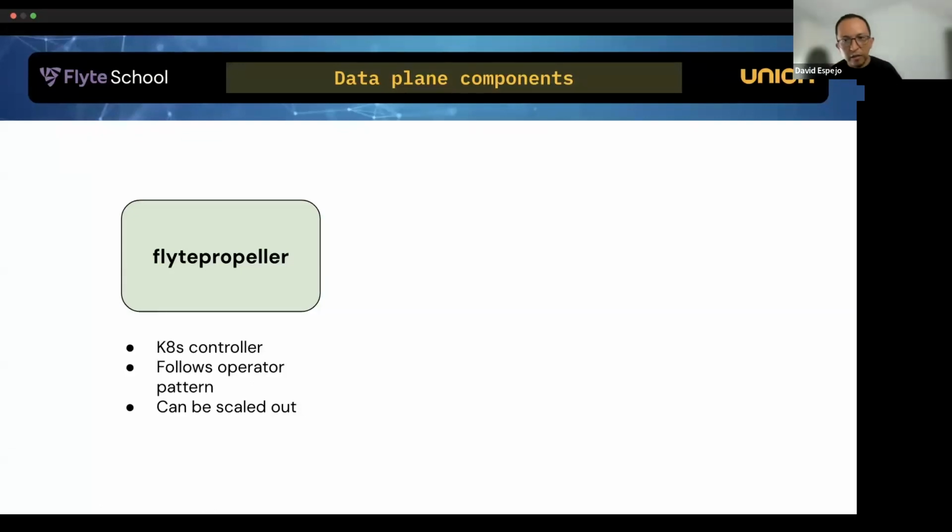And also, interestingly, it can be scaled out using sharding. That's for special cases, when probably even before hitting scale limits in Flyte propeller, you will find scale limits on Kubernetes itself, on the Kubernetes API, and on the clusters themselves. But even so, Flyte propeller can be scaled out if you need.